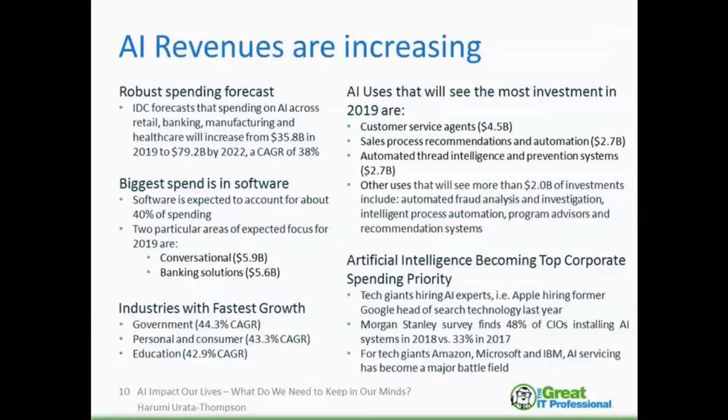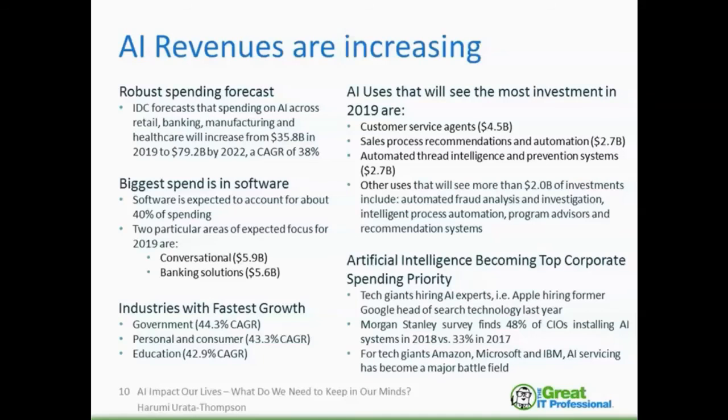So let's look at the economy side of AI. It's really increasing. Just to confirm the magnitude of how much money is going in and coming out of this technology, I'll go through these findings and research. Robust spending forecast: IDC forecasts that spending on AI across retail, banking, manufacturing, and healthcare will increase from 38 billion in 2019 to almost 80 billion in 2022, a CAGR of 38%.